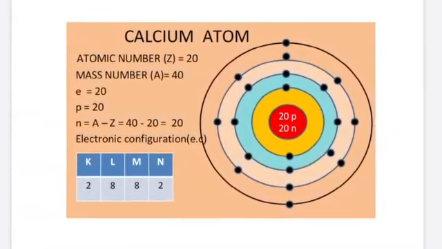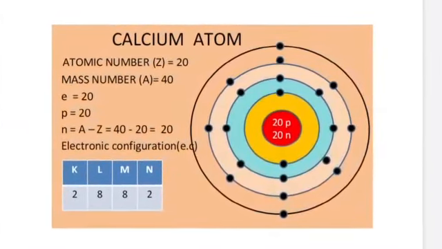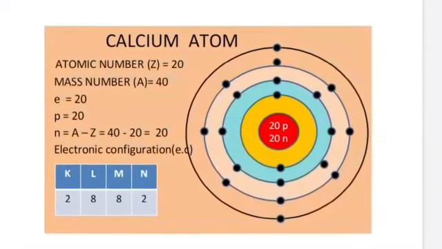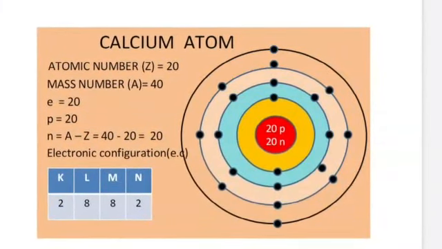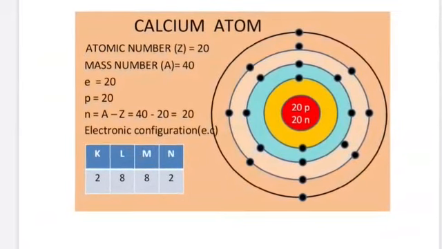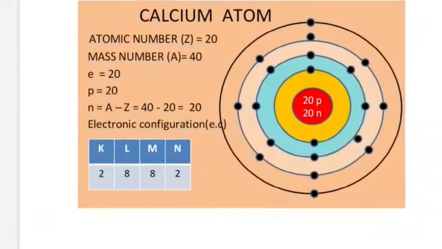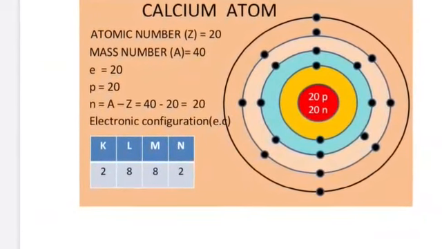Now, the last atom that we are going to do today is the calcium atom. Atomic number 20, mass number 40. Therefore, 20 electrons, 20 protons and 20 neutrons. And electronic configuration is 2, 8, 8, 2.